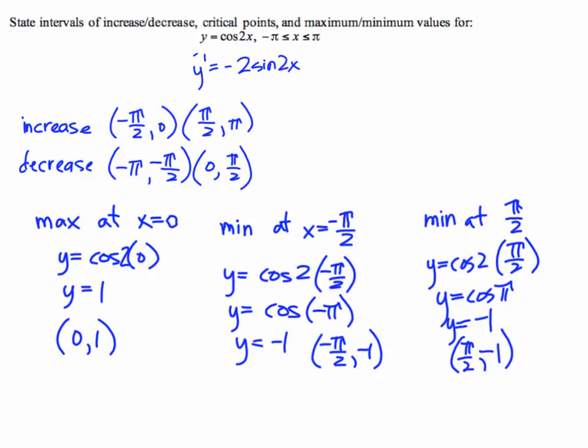So at x equals 0, I sub 0 into the original. So cosine of 0 equals 1. So my ordered pair is (0, 1). If I substitute in negative pi over 2, I have cosine of negative pi. So my y value is -1. So that is a minimum point. And if I substitute in pi over 2, I get the cosine of pi, and the cosine of pi equals -1.